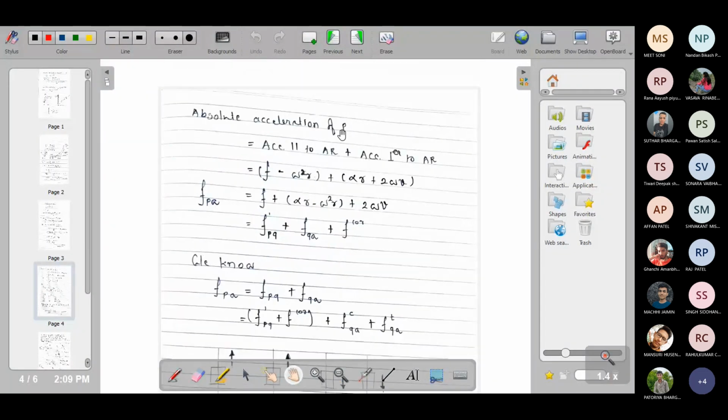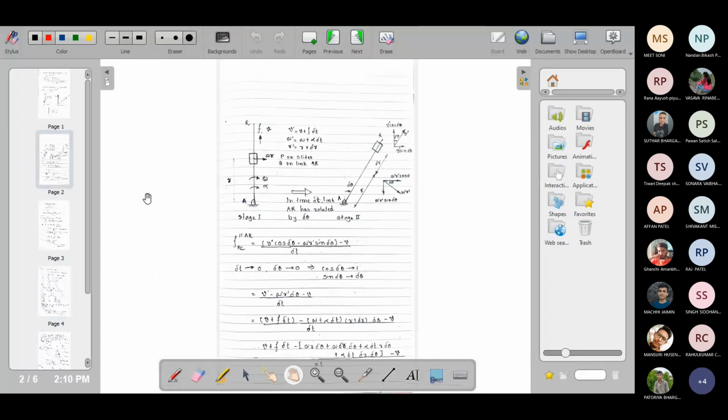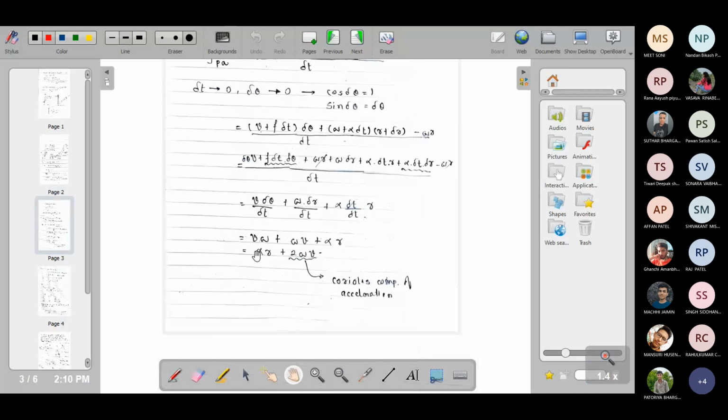Now P is on the slider and Q is just beneath the point P. Now I want to find the absolute acceleration of point P. It has acceleration components parallel to the link AR and perpendicular to the link AR. We have derived these. So ultimately you will get this.